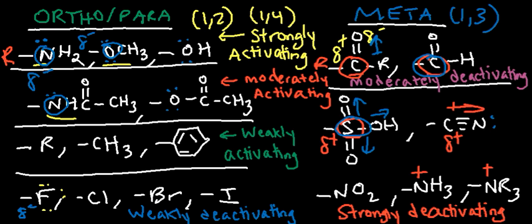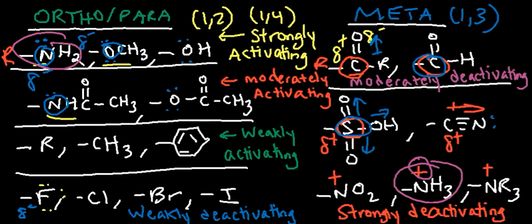Now, notice the difference between NH2, which has a partial negative charge, and NH3. Even though in both cases nitrogen is electronegative, here we have a positive formal charge, and it converts from a strongly activating group to a deactivating group. Even the nitro group, the nitrogen has a positive charge. One of the oxygen atoms has a negative charge. But you can see a pattern here.